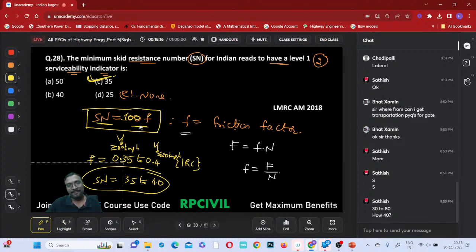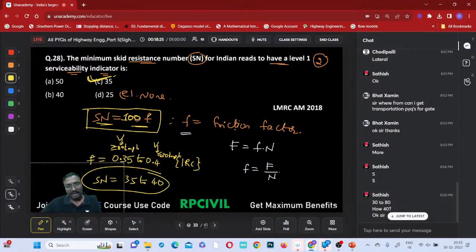Or, SN equal to 100 into F, right? 100 into 0.35, 35. 100 into 0.4, 40. Okay. So now tell me, which ones are taken as level 1? The roads with lesser speeds, lesser than 30 kmph, or roads with higher speeds, greater than or equal to 80 kmph, right?